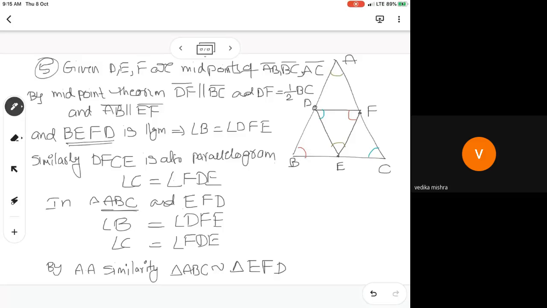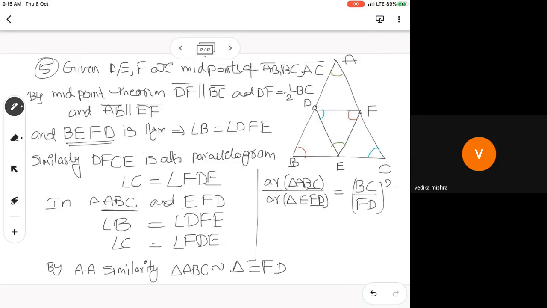So when these two triangles are similar, by the theorem of the area of similar triangles, consider the area of triangle ABC by area of triangle DEF, or EFD, it doesn't matter actually. EFD should be equal to BC by FD whole square, we can write, right? Not only BC, AB by EF whole square also you can write.